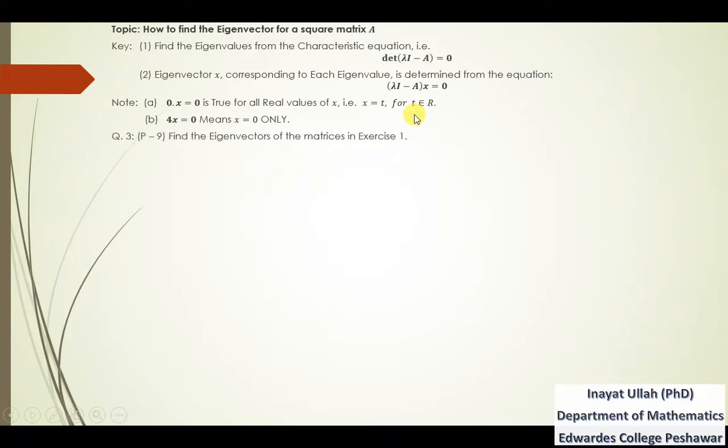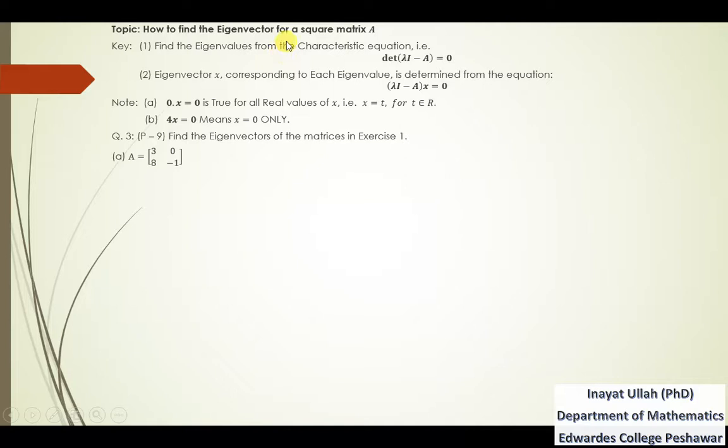That is question number 3 on page number 9 in the concerned chapter. The question is: find the eigenvectors of the matrices in exercise 1. We need to find eigenvectors for those matrices which are given in question number 1, the first part of that question. We are given a square matrix A, and for this square matrix A we need to find the eigenvectors. So we need to follow these two steps.